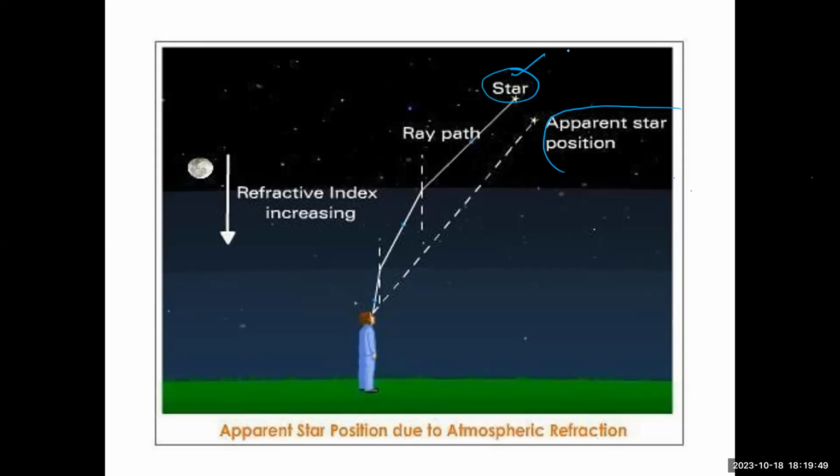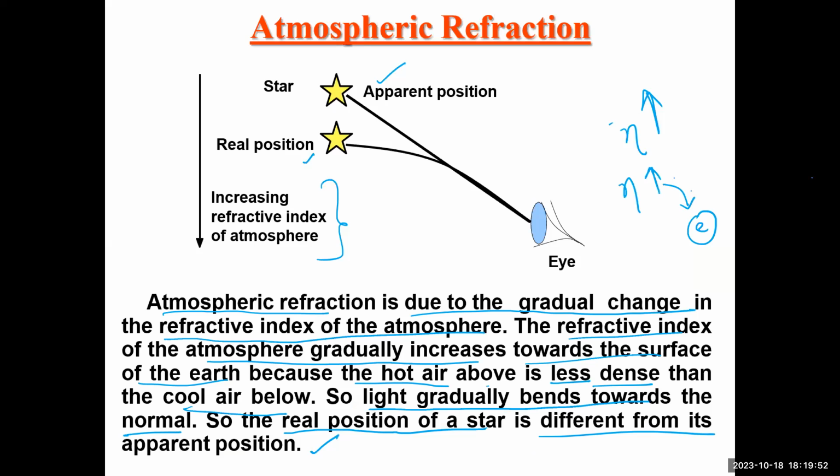And why does this atmospheric refraction take place? It's mainly happening because of the refractive index. What is happening with the refractive index? The refractive index of the atmosphere is increasing. How is it increasing? It is increasing gradually towards the Earth's surface. Why does the refractive index of the atmosphere have to increase towards the Earth's surface? Because the hot air in the atmosphere is less dense than the cool air, which is more dense near the Earth. So because of that reason, the refractive index of the atmosphere will increase towards the Earth. And because of that, we have this phenomenon which is called atmospheric refraction.